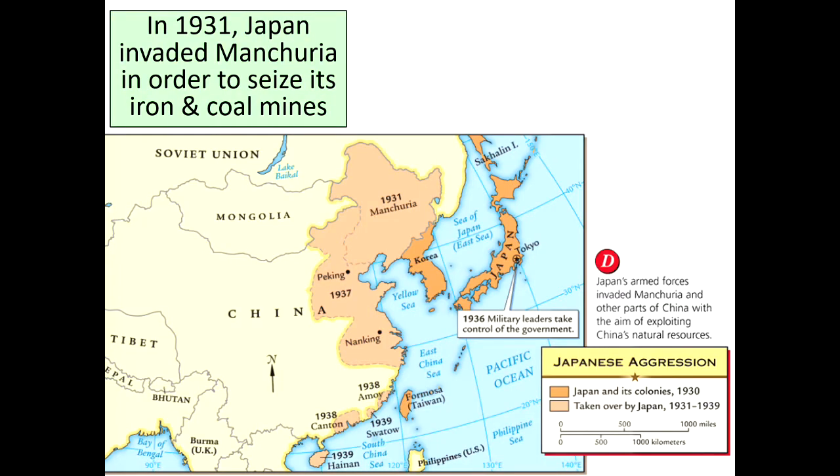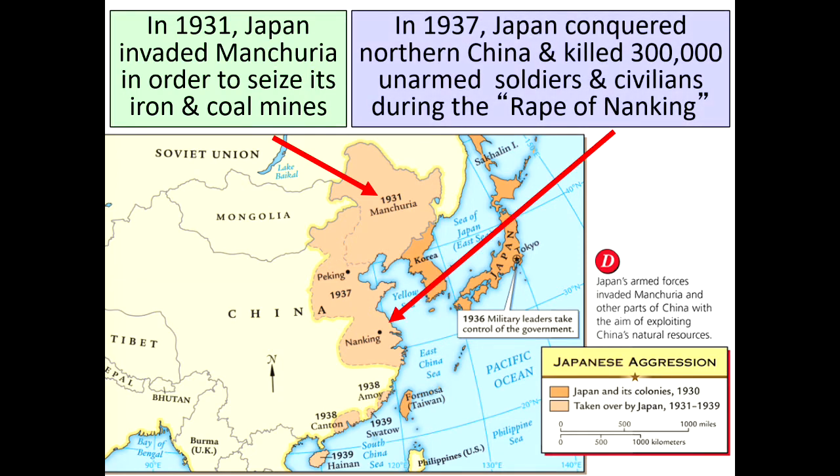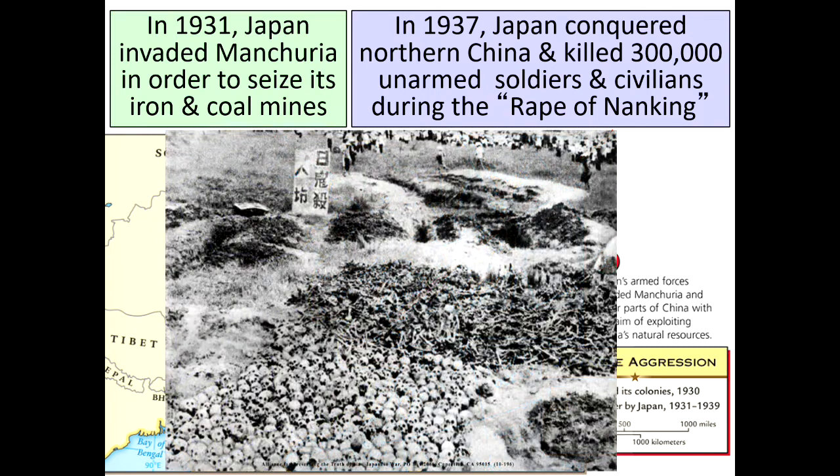In 1931, Japan invaded Manchuria in order to seize its iron and coal mines. In 1937, Japan conquered northern China and killed 300,000 unarmed soldiers and civilians during the Rape of Nanking. You can also call it the Rape of Nanjing with a J. And here's a picture of skulls and bones from the killing fields of that event.